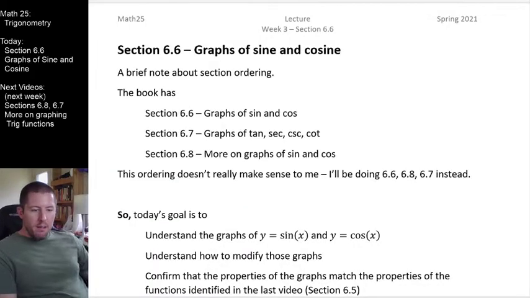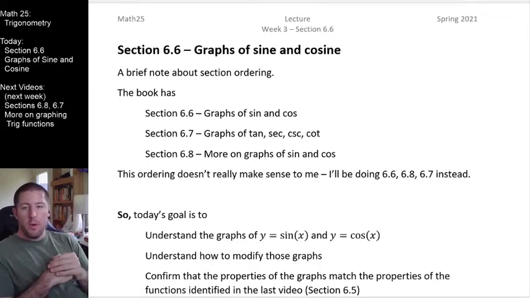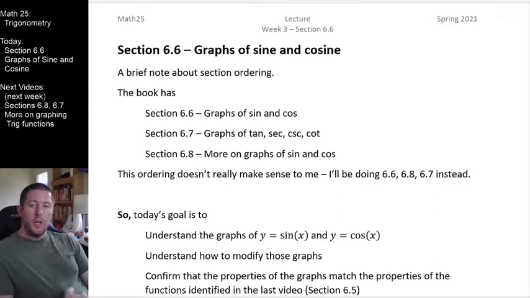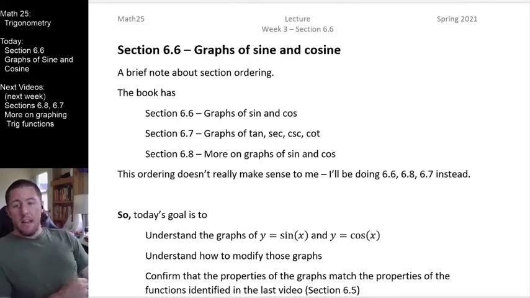We are here on Friday, January 29th. We are going to hit up section 6.6 today. We're going to talk about our graphs of our sine and our cosine function. In general, we want to be able to graph not just sine and cosine, but all six of our trig functions, and we'd also like to be able to graph lots of modifications associated with those functions. So 6.6, 6.7, 6.8 are going to be all of our essential graphing sections here.